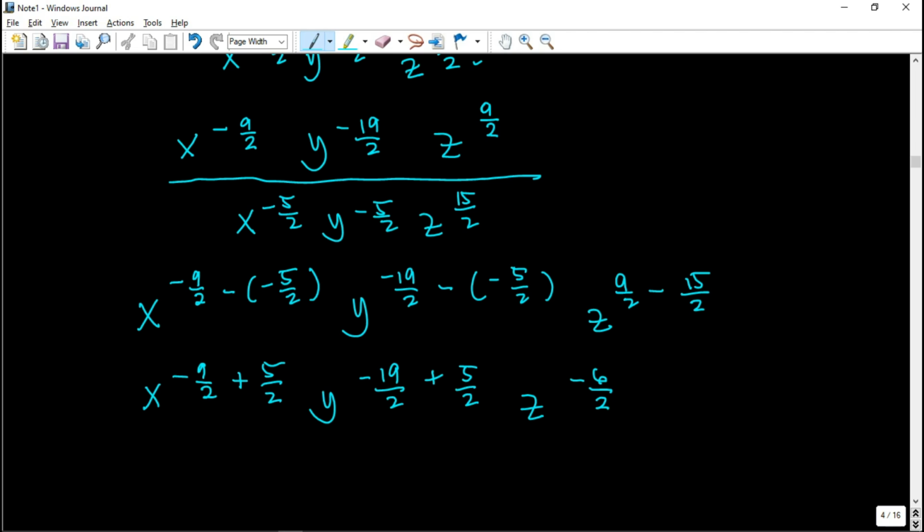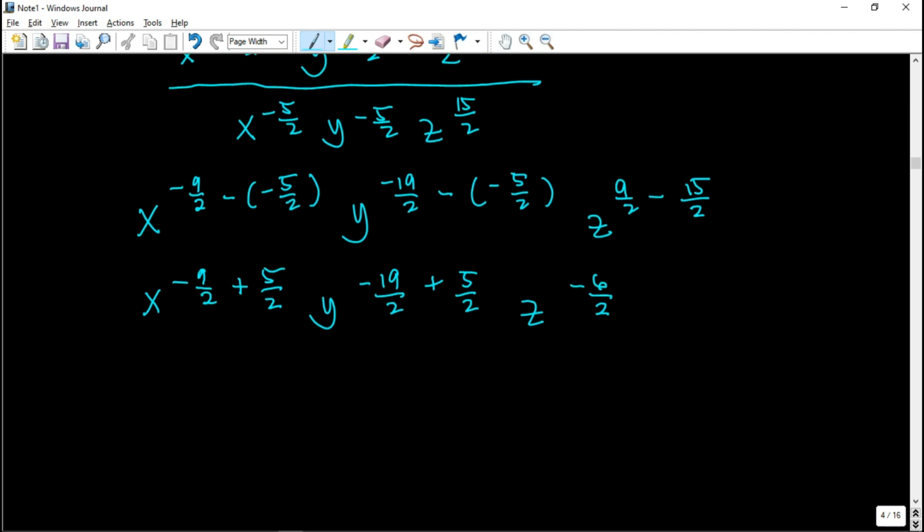Okay. So, simplify pa natin. So, this becomes x raised to negative 9 halves plus 5 halves. So, negative 9 plus 5, negative 4, so negative 4 over 2. So, we have here y raised to negative 19 halves plus 5 halves. So, negative 19 plus 5, negative 14, all over 2, times z. And we have here negative 6 all over 2, that is negative 3. So, simplify natin.